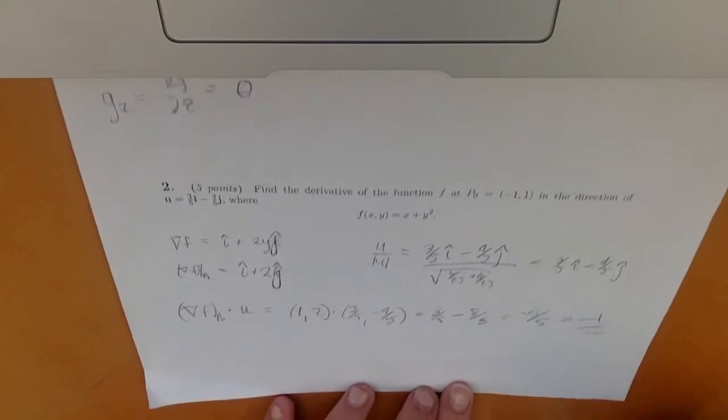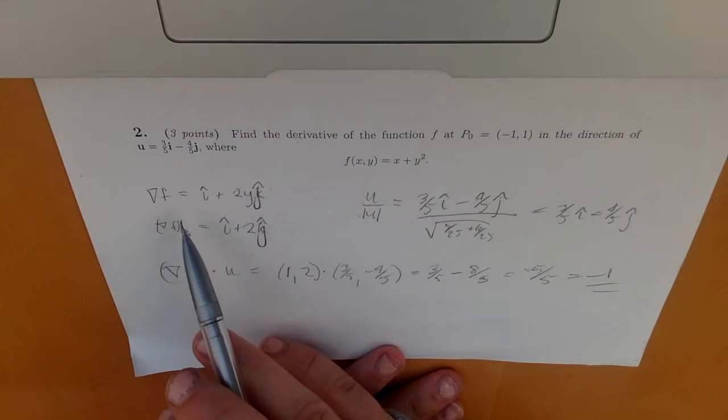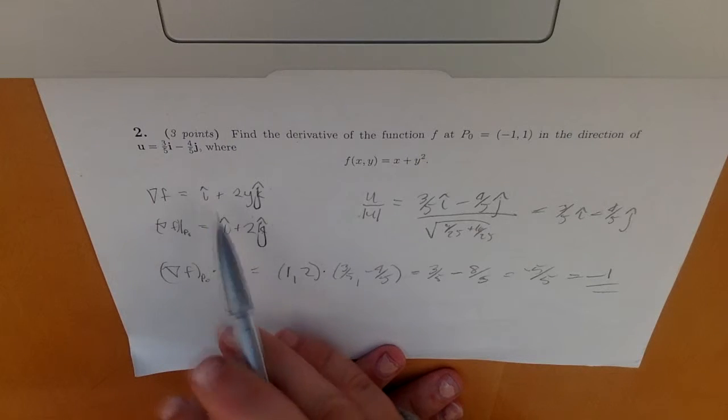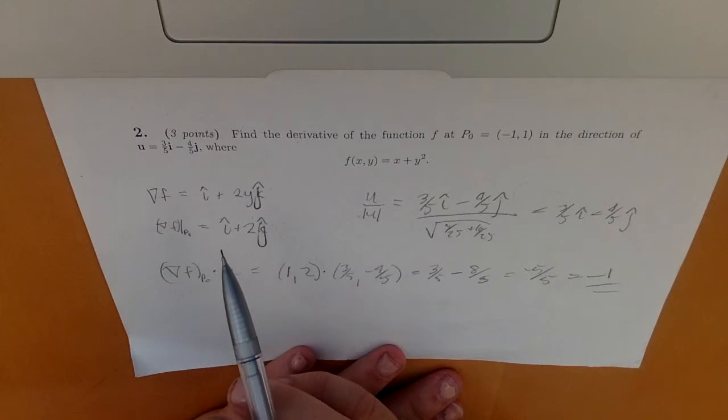Okay, the second problem asks us to find the derivative of the function f at this point, negative 1, 1, in the direction u equals 3/5 i minus 4/5 j, where the function f of x, y is equal to x plus y squared. Now, the directional derivative is the gradient of f evaluated at the point, dotted with our unit directional vector. So the first thing we need to find is the gradient. The gradient is the partial of f with respect to x times the i direction, plus the partial of f with respect to y in the j direction.